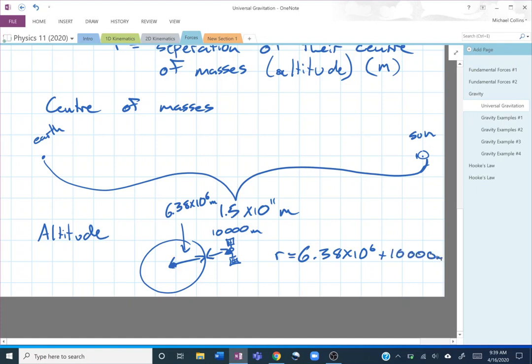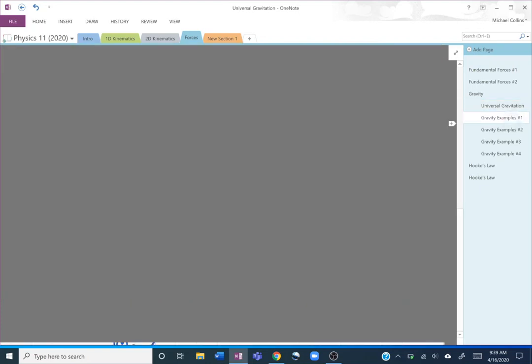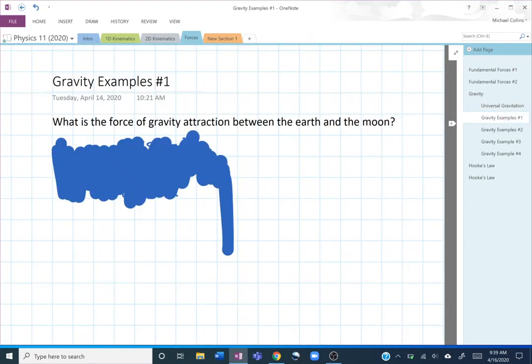So let's look at a couple of examples. Gravity example number 1. What is the force of gravity, or gravitational attraction, between the Earth and the Moon? So we're going to have to look a couple of things up. We're going to have to go to our formula sheet and look up how far apart they are. We're going to have to look up the mass of the Earth and the mass of the Moon.